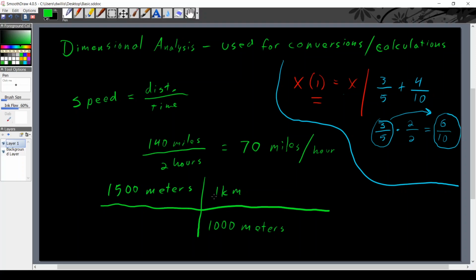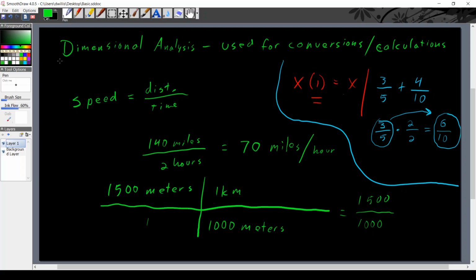Well, 1,500 times 1 will give me 1,500. And here, I don't have anything here. There's an implied 1, because remember, you can always put something over 1. So if you want a placeholder, you can put a 1 there. 1 times 1,000 meters is going to equal 1,000. And I still have my dividing line. Okay, so I'm getting 1,500 divided by 1,000.